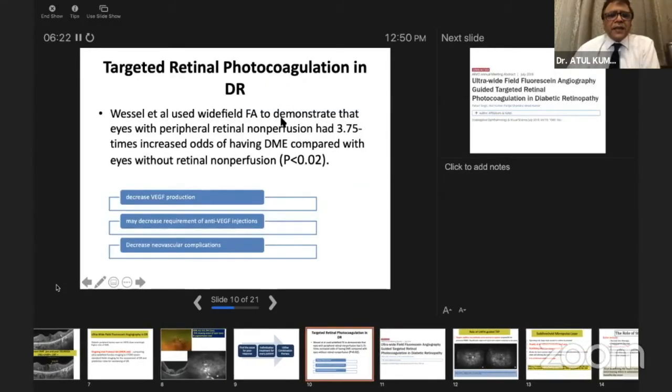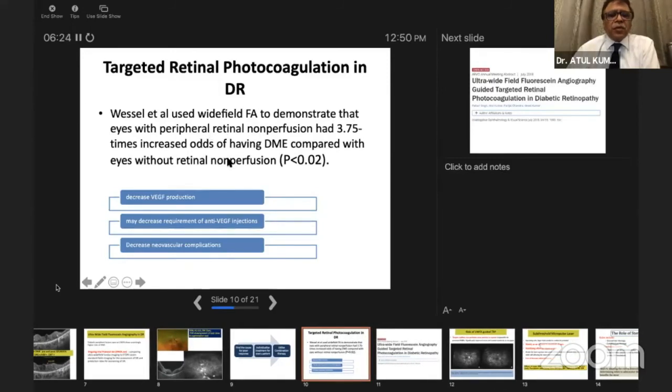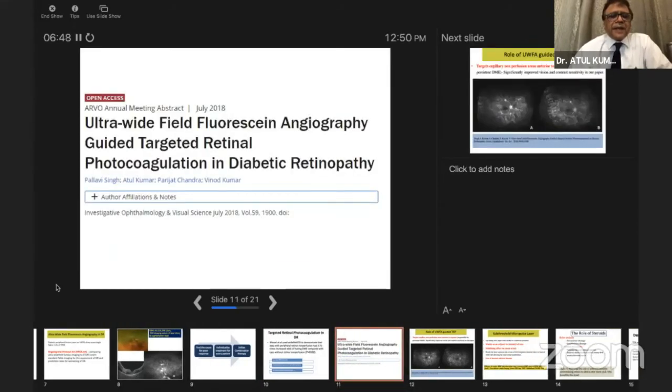So targeted retinal photocoagulation has a major role, and wide field angiography tells us that there are 3.75 times increased odds of having DME compared with eyes without non-perfusion. So if you have retinal non-perfusion on wide field angiography, it's a 3.75 times increased chance of having DME. Because once you treat with peripheral laser, you have decreased requirements of VEGF.